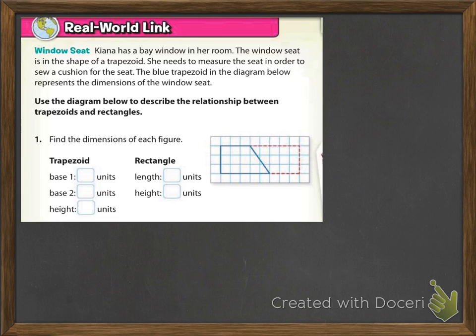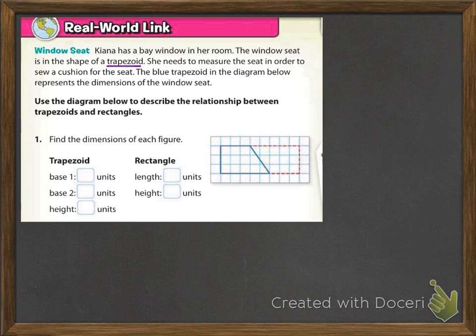So it says Kiana has a bay window in her room. So the bay window is sort of like that window that kind of juts out from the house, and there's a place for a seat. So it says the window seat is in the shape of a trapezoid. So let's go ahead and underline trapezoid because that's important. That's an important part of the problem.